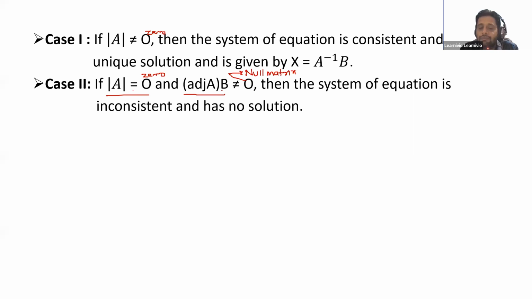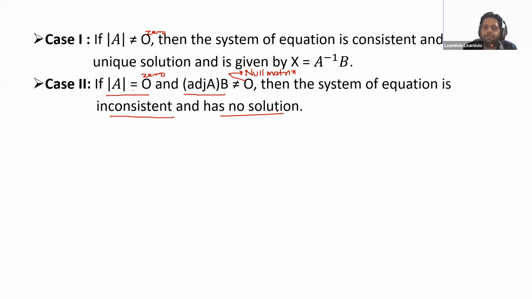If adjoint, then we will find adjoint of A into B, and if that is not equal to null matrix, then the system of equations is inconsistent and has no solution. Okay, so in the first case, we find the determinant of A, that is not equal to 0. So that means consistent and unique solution.